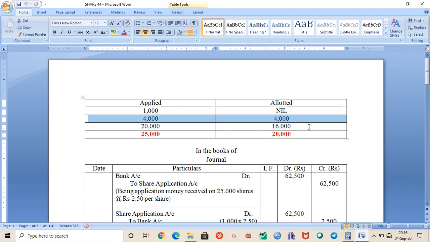Now you can see here, when 20,000 shares were applied for, they allotted only 16,000 shares. This is the condition of pro rata allotment. This is the area of pro rata allotment, so you will apply the formula on this particular section only. If you apply the formula to any of the other sections, it will be a problem. Please remember that.